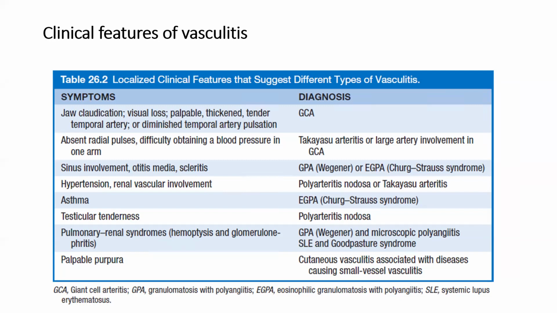Then EGPA, the commonest presentation is with obstructive lung disease. These are patients who have asthma, which is usually refractory and difficult to treat. And they also have upper respiratory tract involvement as well. If you see palpable purpura, you have to think more of cutaneous vasculitis, which is usually associated with diseases causing small vessel vasculitis. So these are just features that will help you to localize the type of vasculitis going on.